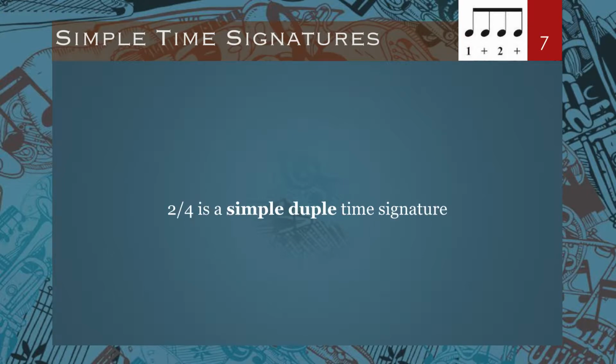2/4 is a simple duple time signature. It's simple because the beat is divided into 2 equal parts with 8th notes. It's duple because there are 2 beats per measure. So simple duple.